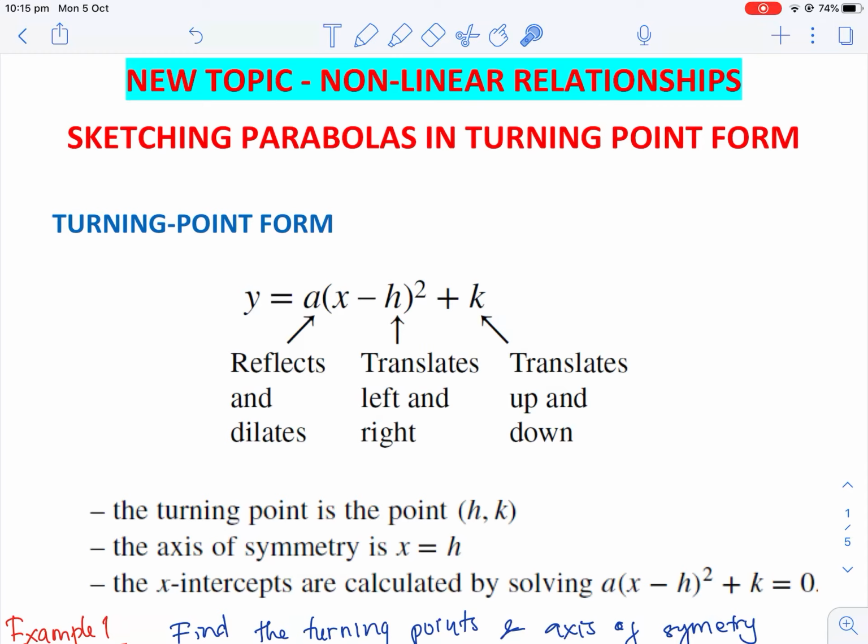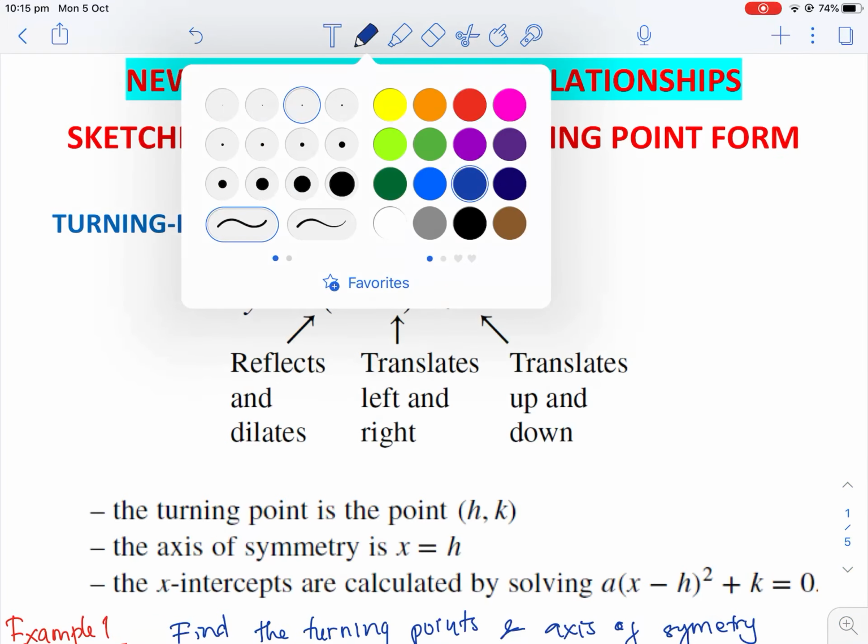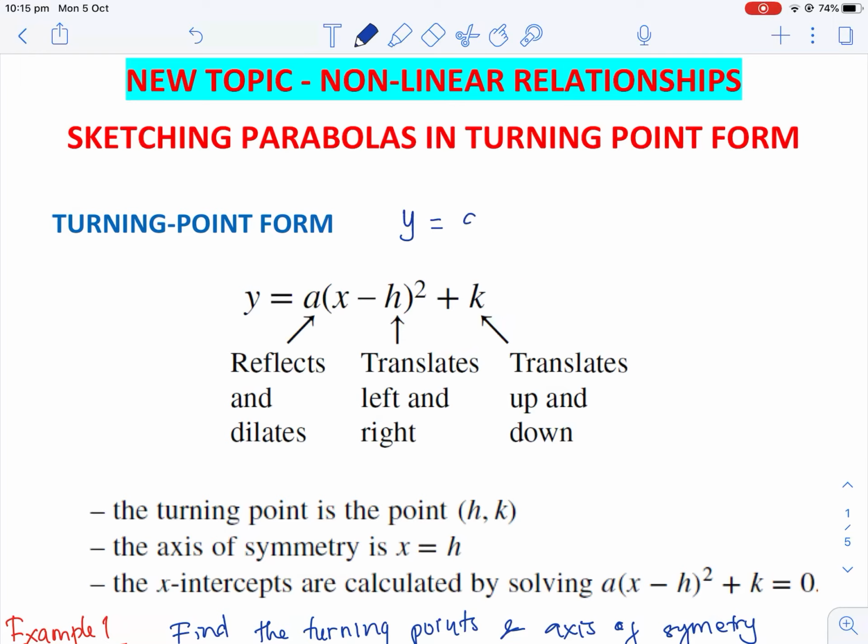This one is much easier if you can rearrange the quadratic relationship to the turning point form, and it helps you to sketch the parabola much easier. So first, we have to learn what the turning point form is. If the standard formula of a parabola is y equals ax squared plus bx plus c, then the turning point form is going to be y equals a(x take away h) squared plus k.